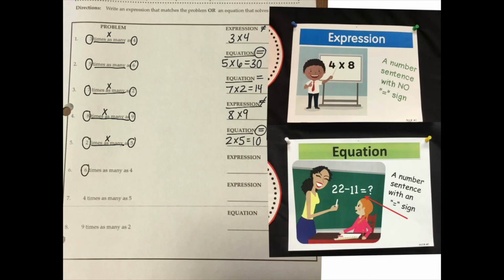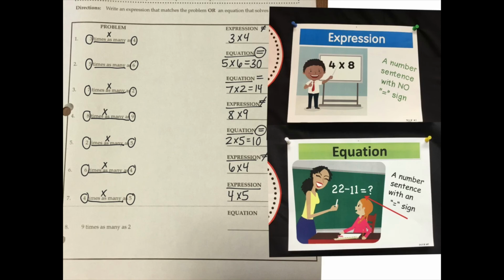All right, 6 times as many as multiply 4. This time, expression, so no equal sign. I can just write 6 times 4 and stop. Next one, 4 times as many as 5. We're multiplying again. We need an expression again. Good, that makes it easy. 4 times 5, no equal sign, stop.